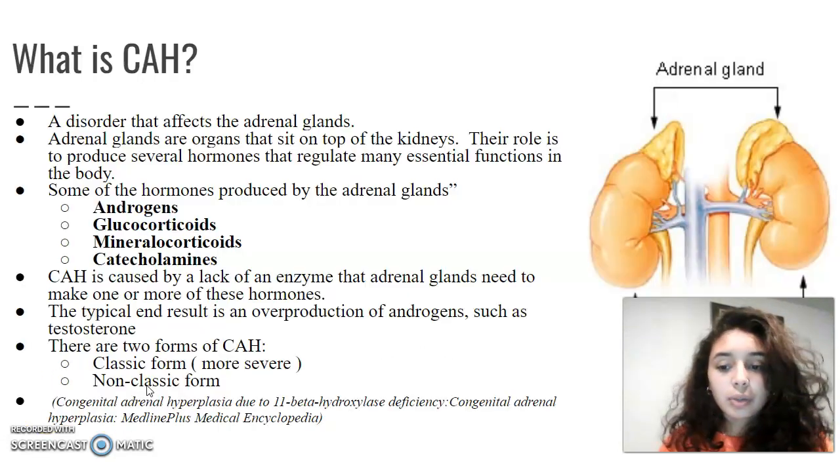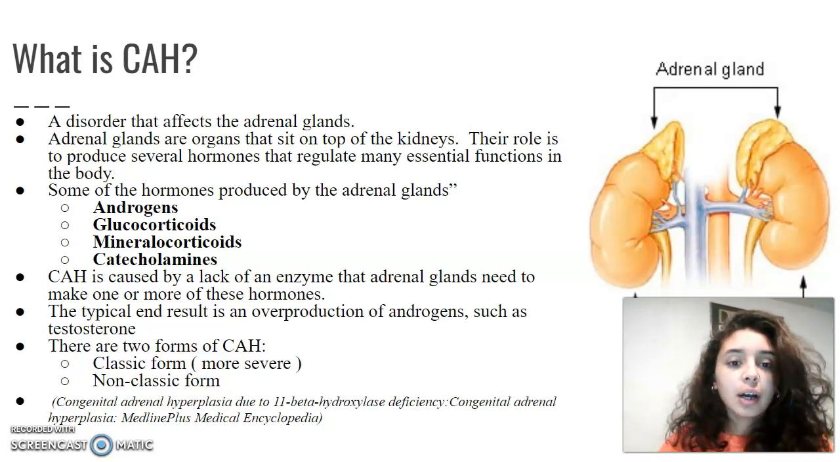So what is congenital adrenal hyperplasia? It is a disorder that affects the adrenal gland. As you can see here in my little image, I have the adrenal glands sitting right on top of our kidneys. Their role is actually to produce several hormones that regulate many essential functions in our body. Some of the hormones produced fall into these categorizations: androgens, glucocorticoids, mineralocorticoids, and catecholamines.